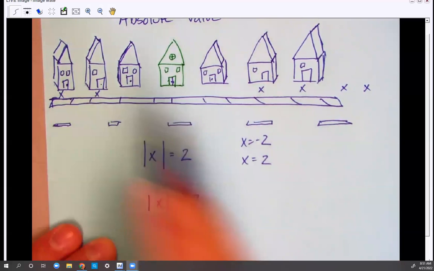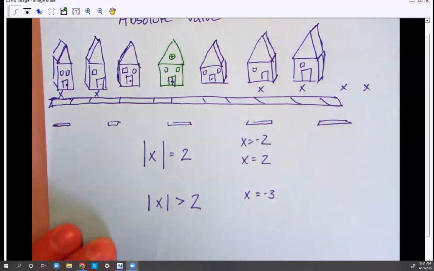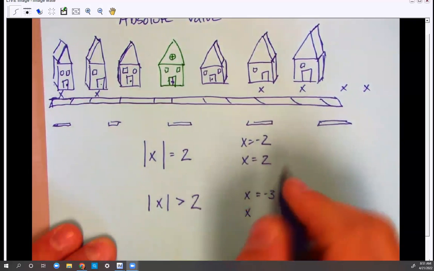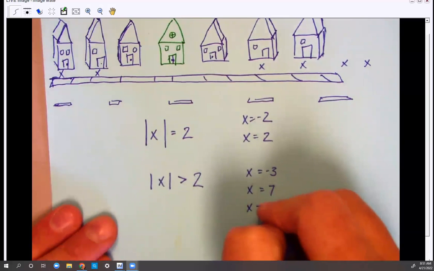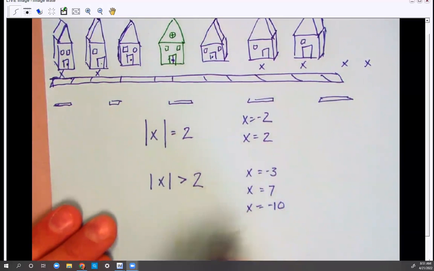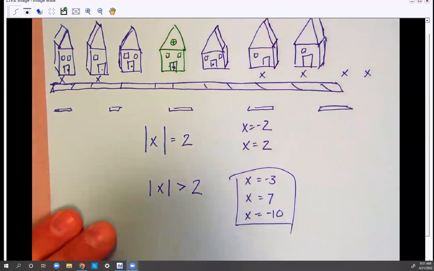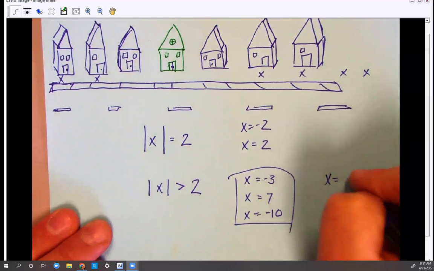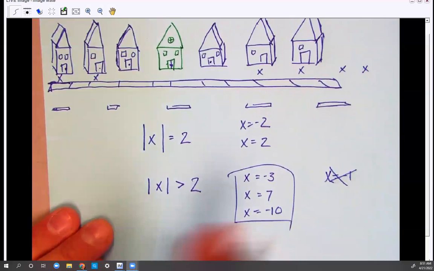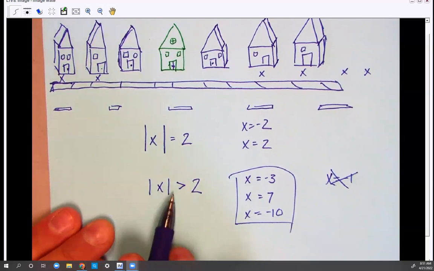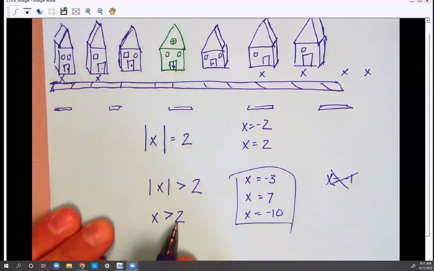So if I was 3 houses to the left, that would be -3. If I were 7 houses to the right, that would be 7. If I were 10 houses to the left, I'd still be more than 2 houses away. So all of these are solutions. If I were 1 house to the left, then I would not be 2 houses away. That's not a solution. So to do this one, we can say, hey, we're more than 2 houses to the right.